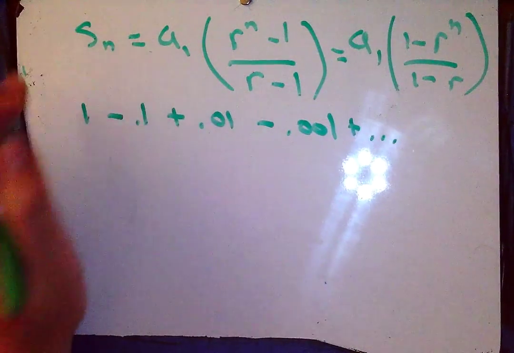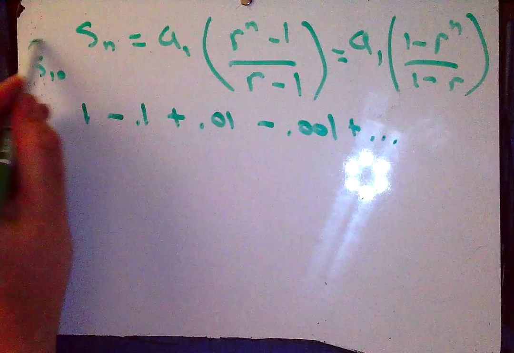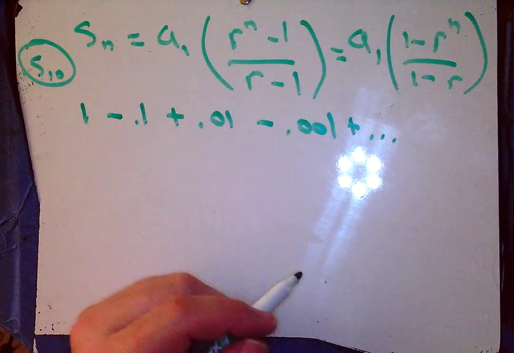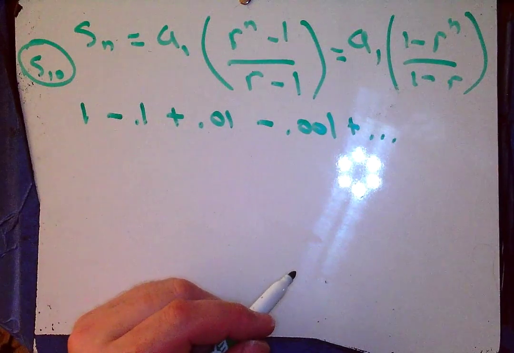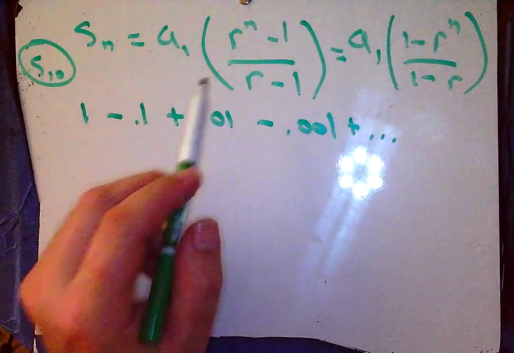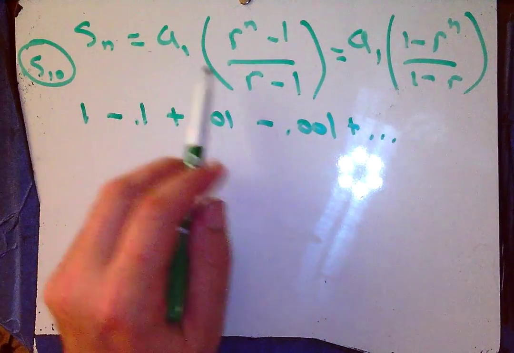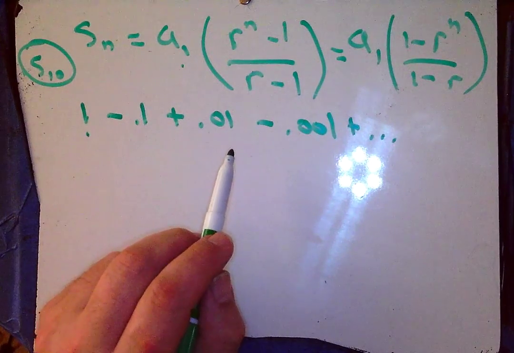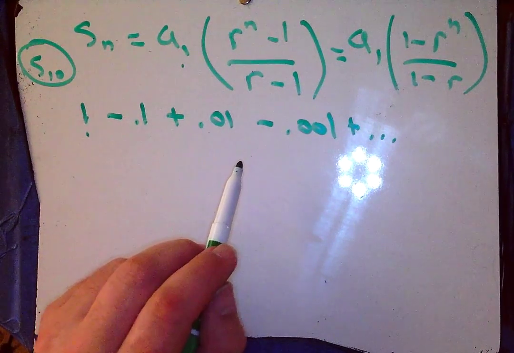And we still want S sub 10. Find S sub 10. Pause the video, give it a try. Okay, welcome back. The first thing I need to do is identify the elements that I need to use this formula. I need a sub 1, great, that's 1. And I need r.